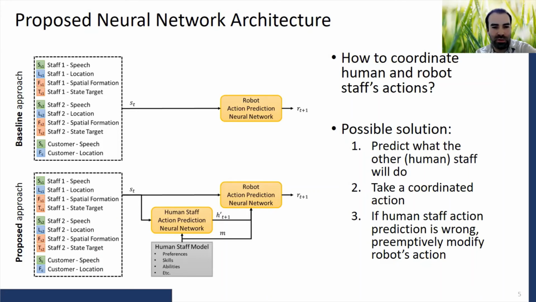And the proposed neural network would look something like this. We have a human staff model that is fed into a human staff action prediction neural network, and both of those are fed into a robot action prediction neural network, which hopefully predicts a coordinated action. And remaining to be done is our data collection and evaluation of this architecture.